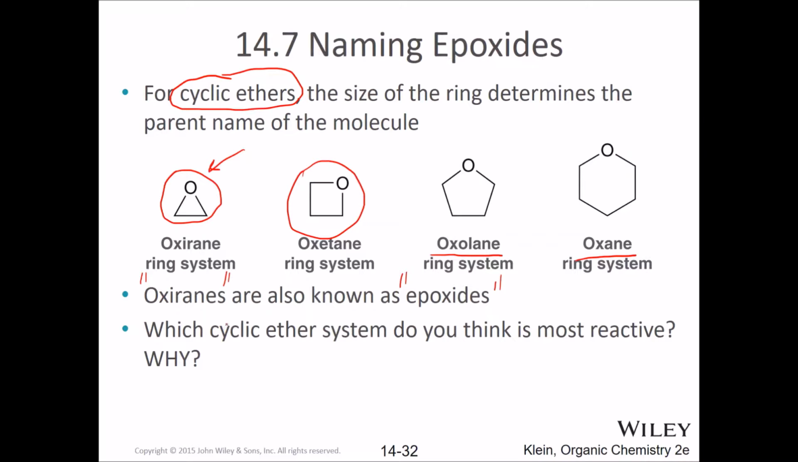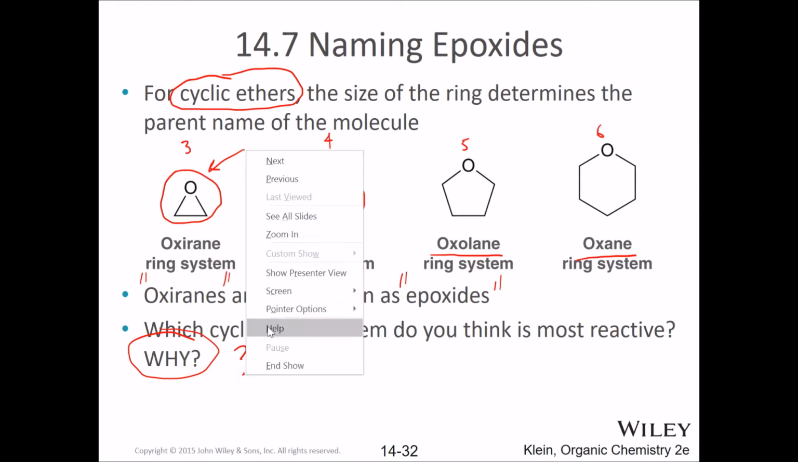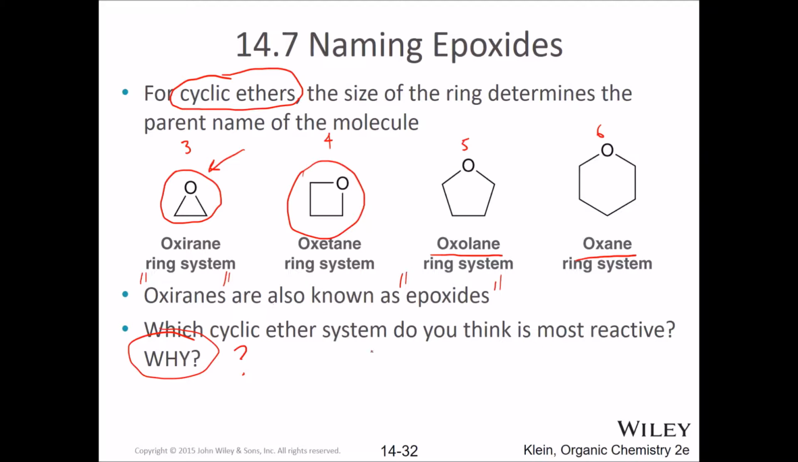Now, above, which cyclic ether system do you think is most reactive? Let's rank these: 3, 4, 5-membered ring, 6-membered ring. Which is most reactive, do you think? 3, 4, 5, or 6? Which is most reactive and why? Good question. Say your answer out loud. If you say, I don't know, then you need to write that down and come and ask.